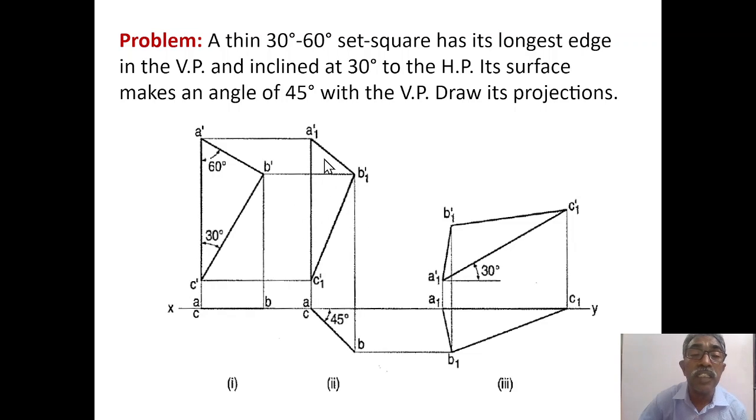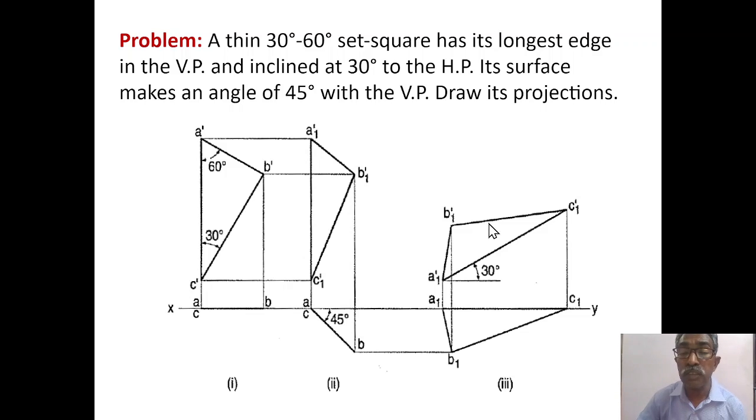Here the longest side is perpendicular to the horizontal plane. Your longest side is inclined to the horizontal plane. Though the longest side is inclined to the horizontal plane and the plane is coming inclined to the horizontal plane, the figure is not changing. That figure will remain the same. Always you have to draw the same figure there.